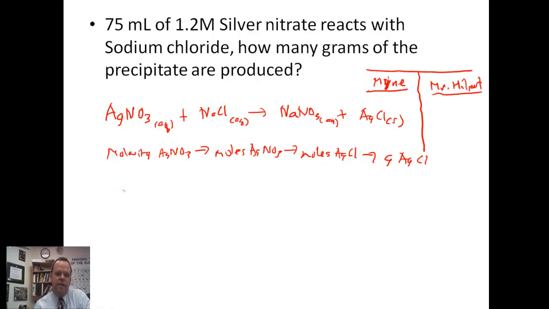So my first step is to find the moles. Molarity times volume will give me moles. So 1.2 molarity times 0.075 liters gives me 0.090 moles AgNO3.